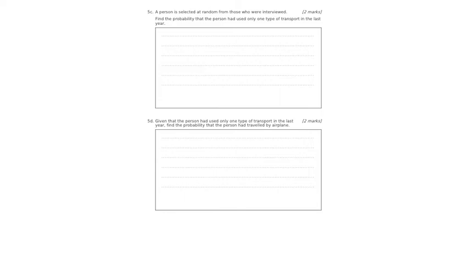5c, a person is selected at random from those interviewed. Find the probability that the person had only used 1 type of transport in the last year. So that is 75 plus 28 plus 10, which is 113. Now the probability is 113 out of 180, which is 0.628, which is 62.8%.